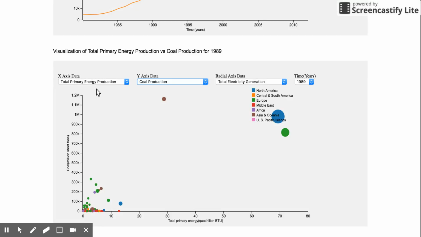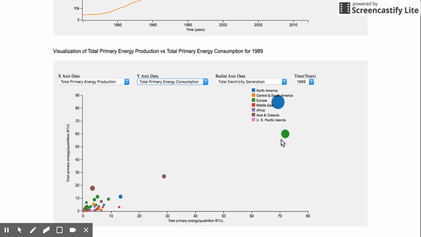So this one is again primary energy against coal. This is primary energy, and the bubbles more on the right have more primary energy production. And let's do the consumption, primary energy consumption. Okay, so if you see North America, more production, more consumption. Most of the countries from Asia, except this one, are all on the bottom, so less energy, less production. Europe is catching up with North America.